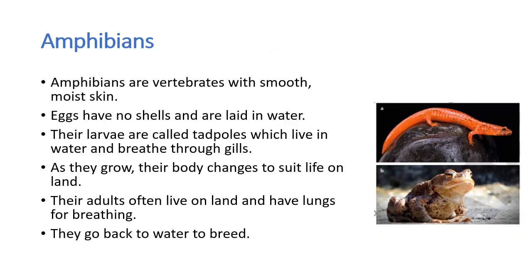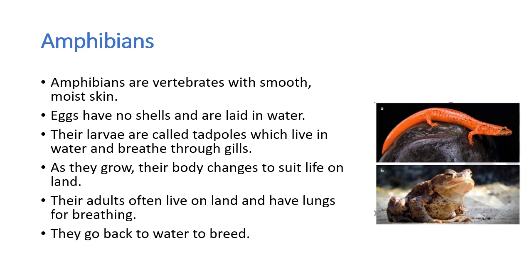The next group is amphibians. Amphibians are vertebrates, and their characteristic feature is smooth and moist skin. They also lay eggs in water and these eggs also do not have any shells. And once eggs hatch, they produce larvae. So these larvae usually are called tadpoles and these tadpoles live in water and breathe through gills.